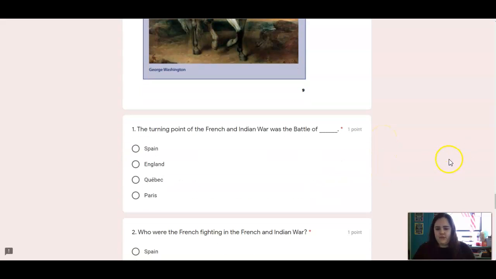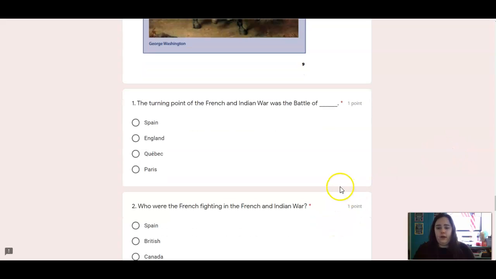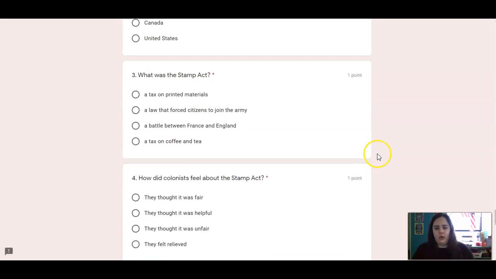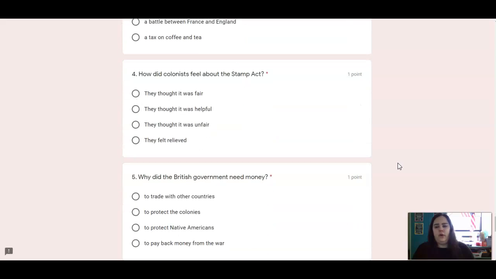All right, your questions for today. Remember, go back in the text and find the answer. Number 1, the turning point of the French and Indian War was the Battle of blank. Number 2, who were the French fighting in the French and Indian War? Number 3, what was the Stamp Act? Number 4, how did the colonists feel about the Stamp Act?